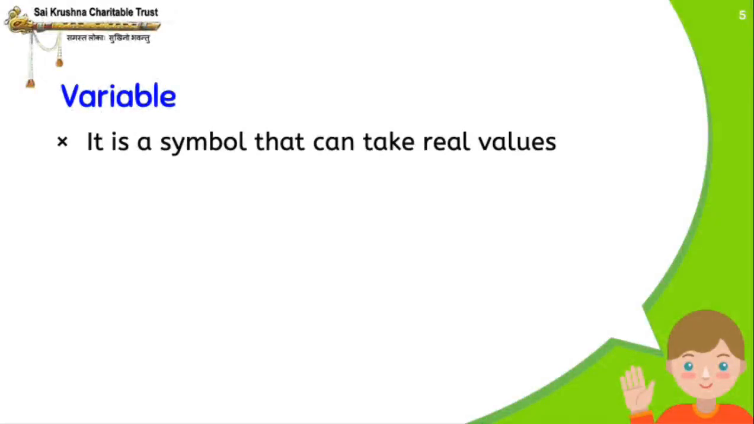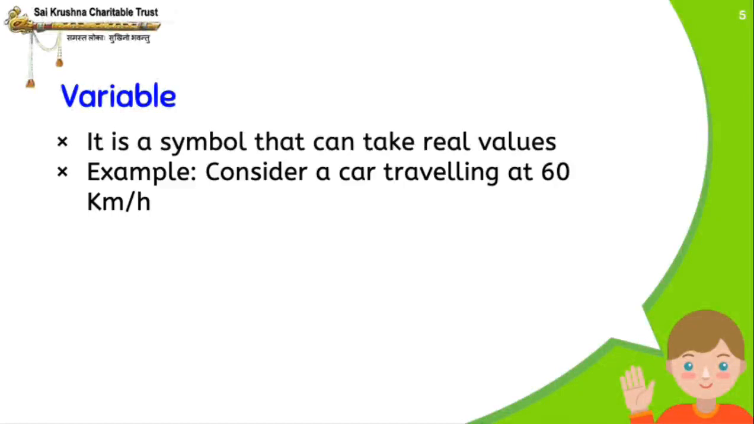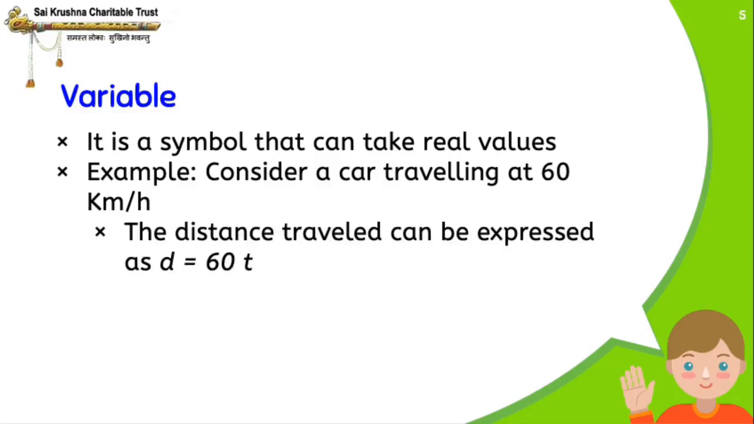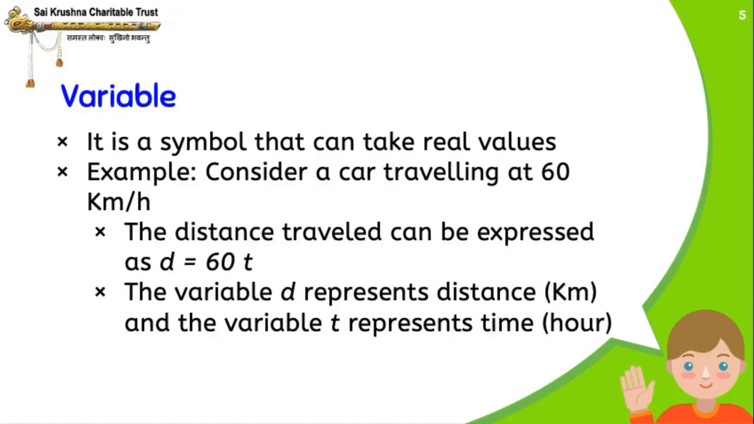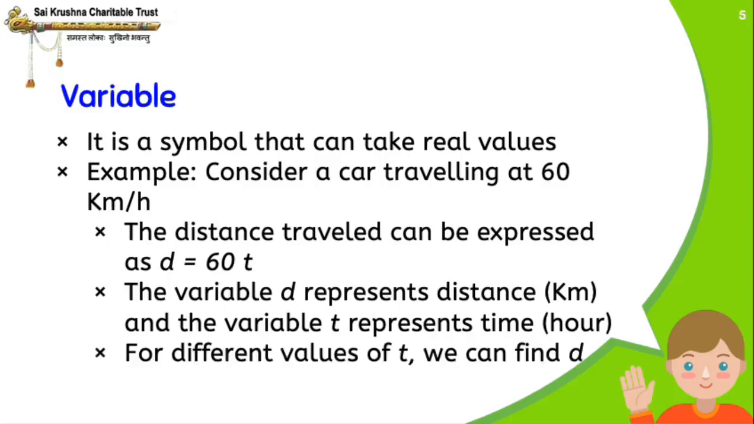For example, let us say a car is traveling at 60 kilometers per hour. The distance traveled can be expressed as d equals 60t, where the variable d represents distance and the variable t represents time. For different values of time, we can find what the distance is. So there is no single value of time. Time can take many different values, and for any value you give me for time, I can tell you what the distance traveled is using the formula d equals 60t.